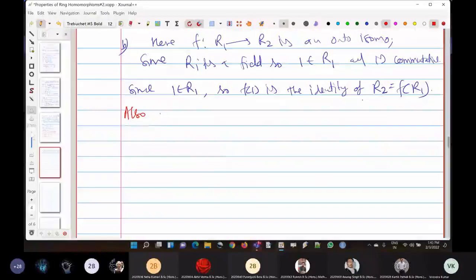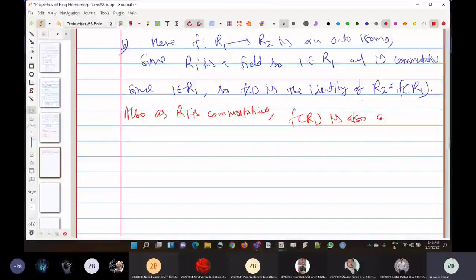Also, as R1 is commutative, f of R1 is also commutative. So what else do we need? Of course, R2 is a ring, so distribution of multiplication over addition will be there already. So we need to prove that every non-zero element should have a multiplicative inverse.